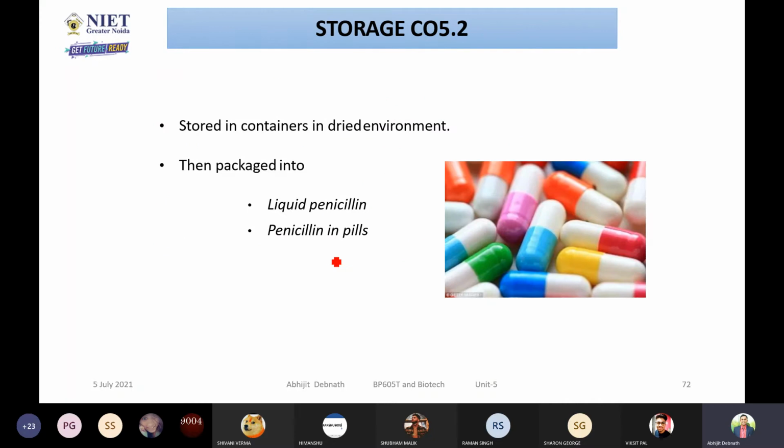Dried form माने powder form होके आएगा. And after that you can store it in various containers.